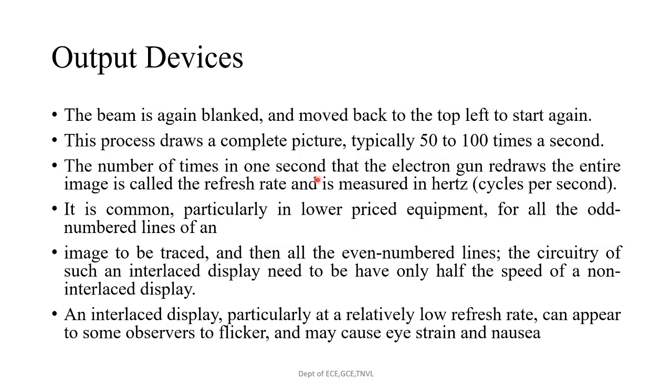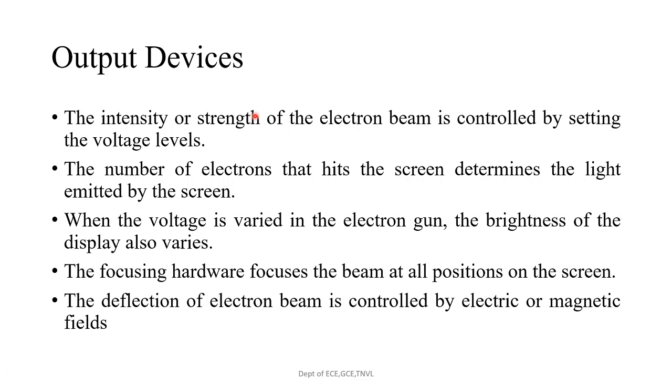The number of times in 1 second that the electron gun redraws the entire image is called the refresh rate and is measured in Hz. It is common, particularly in lower priced equipment, for all the odd numbered lines of an image to be traced and then all the even numbered lines. The circuitry of such an interlaced display needs to have only half the speed of the non-interlaced display. An interlaced display, particularly at a relatively low refresh rate, can appear to some observers to flicker and may cause eye strain and nausea.